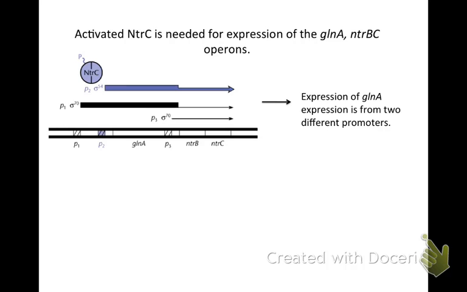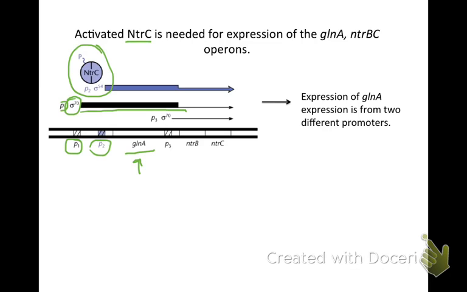So here's what NTRC does. We know that there are two different promoters. Here's P1 and P2 for the glnA gene. There's a small amount of transcript being made to make glnA all the time, and that's from a sigma 70. Remember, that's a housekeeping sigma factor. But when the cell needs to make more glutamine, it's going to increase expression of this, and that's where NTRC comes in. So this is kind of the need-based emergency backup system.